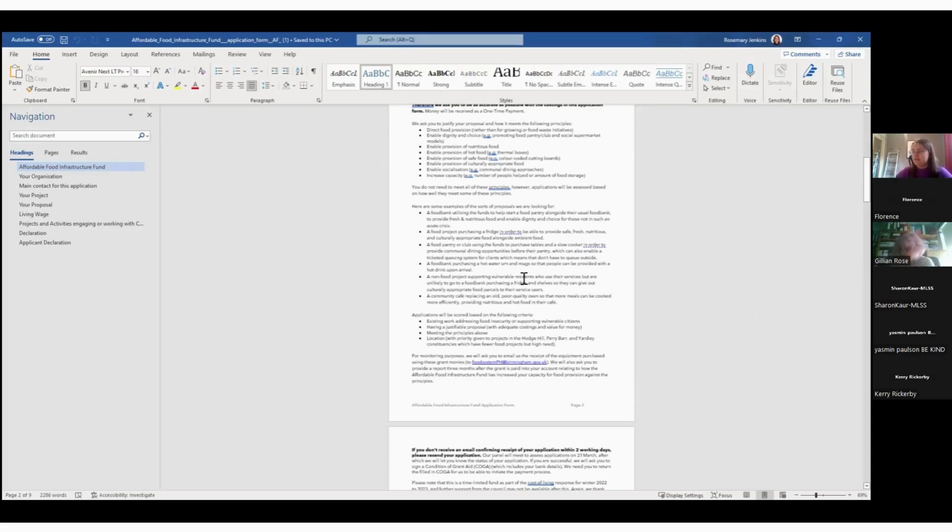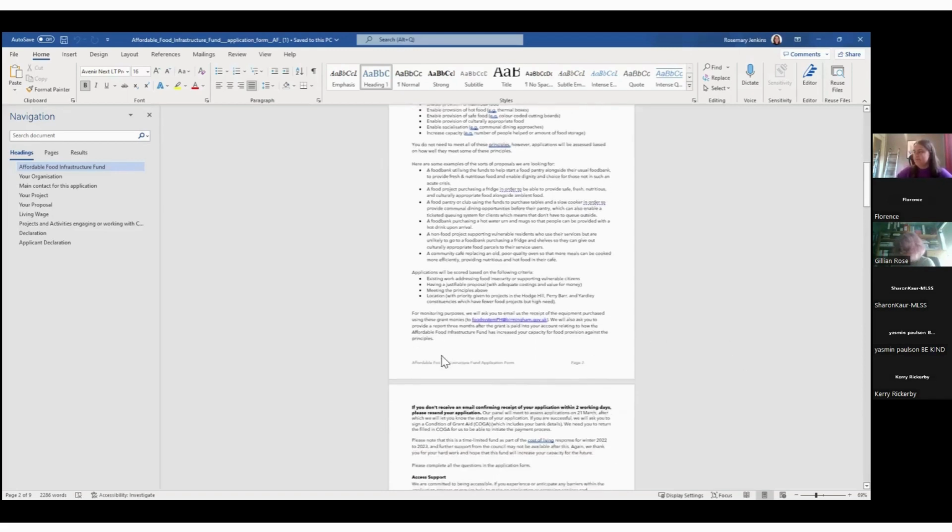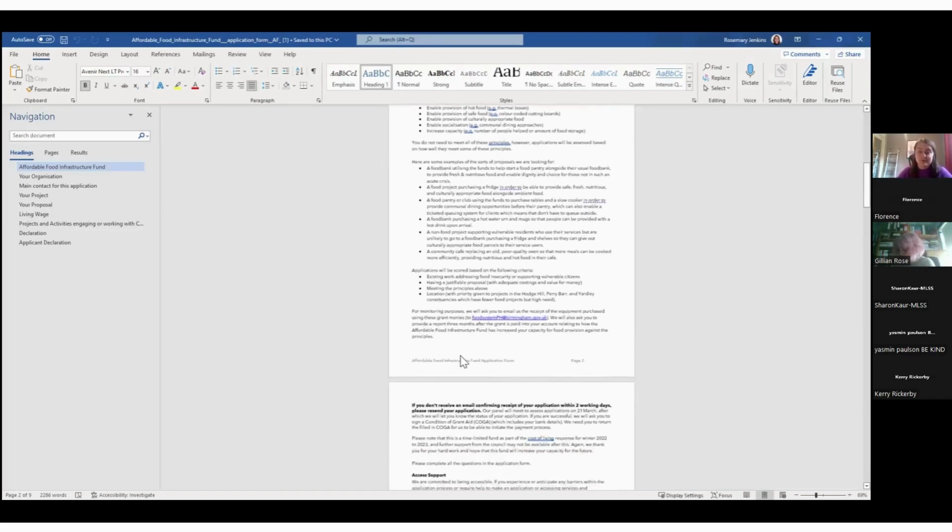You don't need to meet all these principles, as I've already said, but we will be assessing applications based on how well they meet some of these principles. So you do need to meet at least one of those principles, ideally a few of them. So just to give some examples of the sorts of proposals we're looking for, again, for any clarifications, or if you're not sure if this is the sort of thing that we're looking for, do email us at foodsystemph@birmingham.gov.uk.